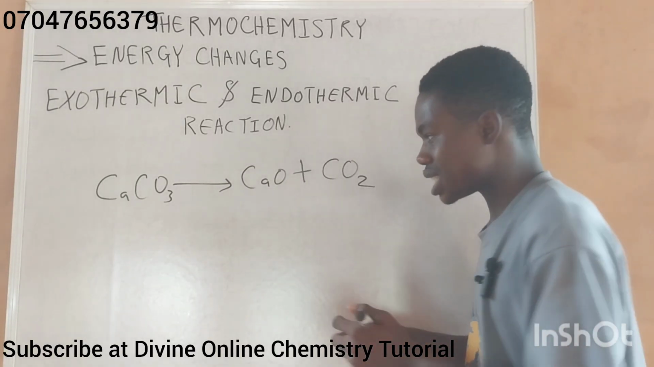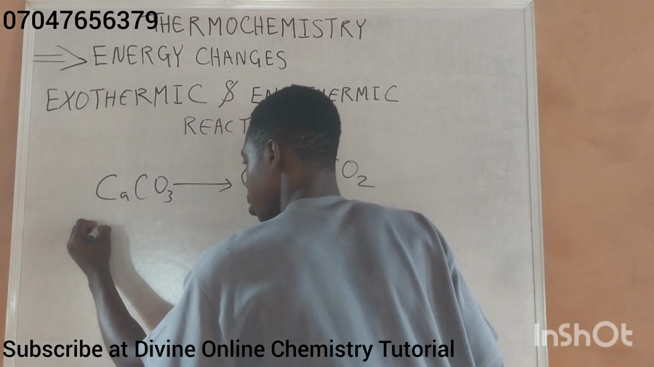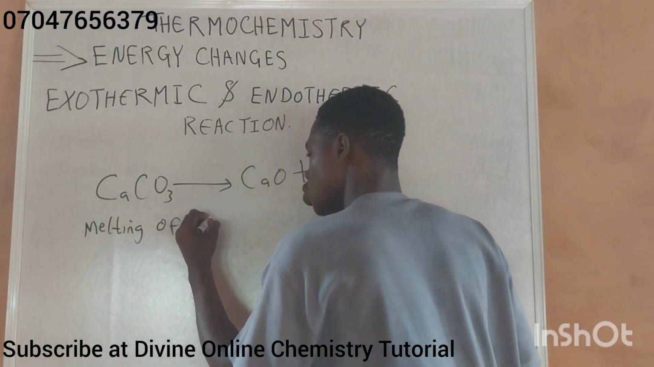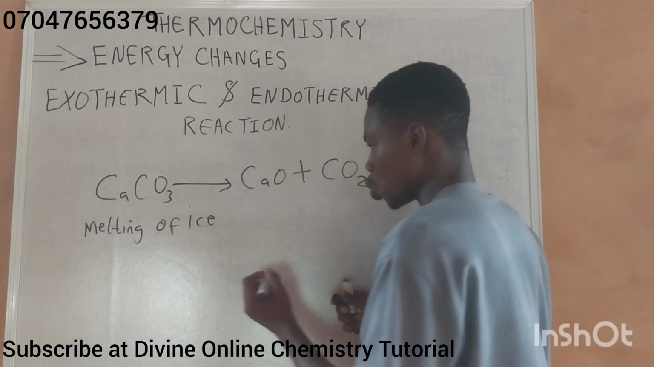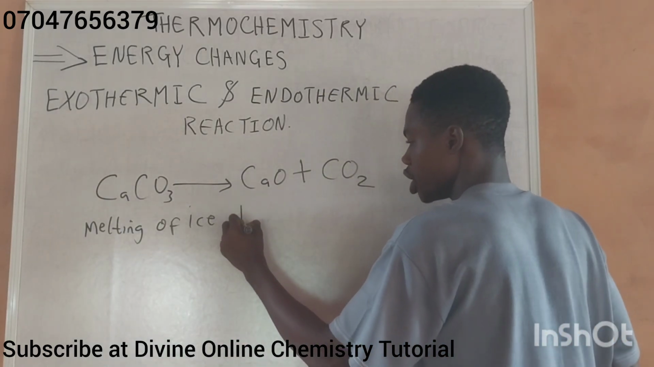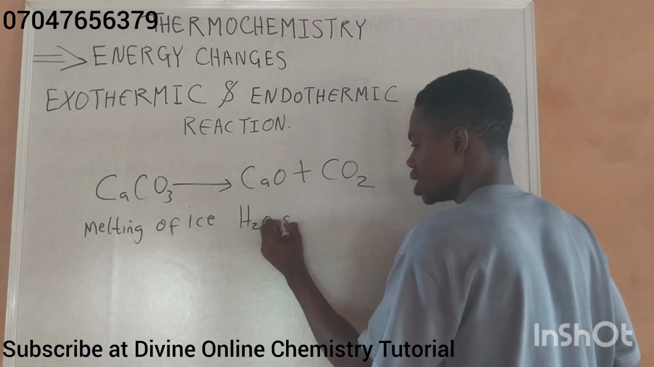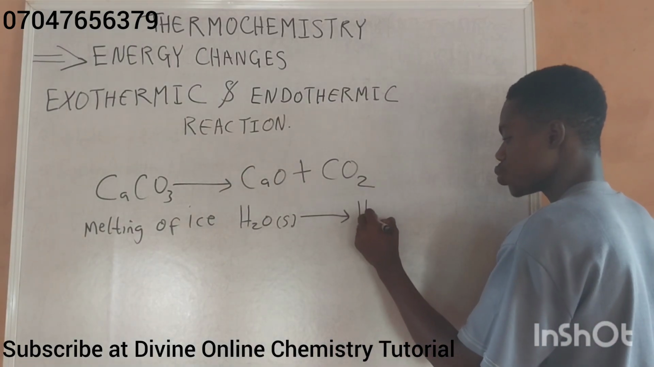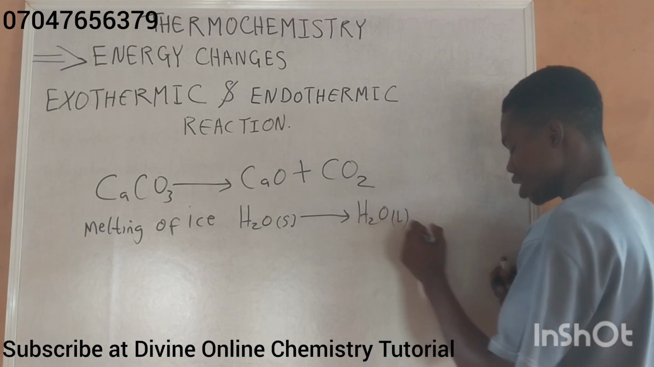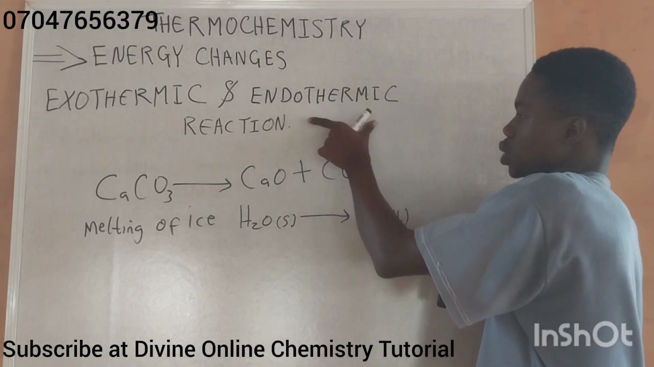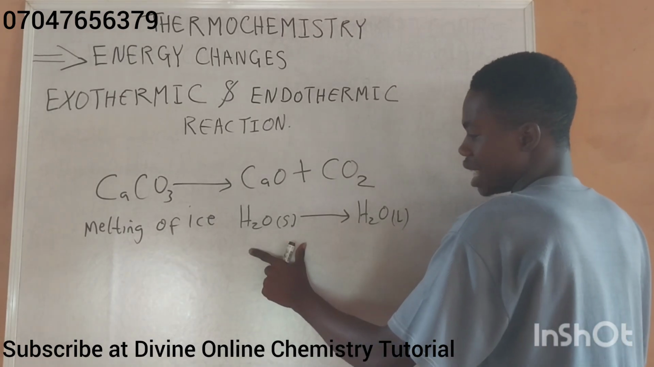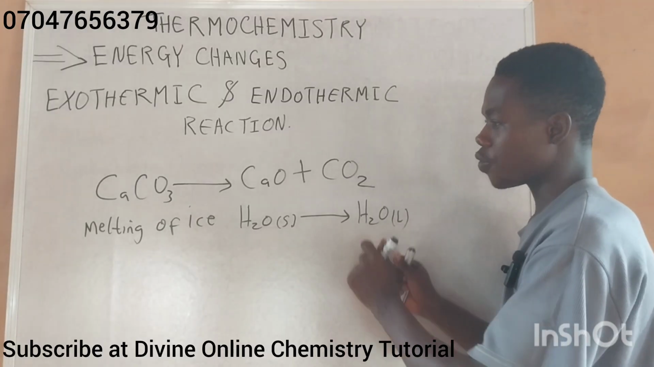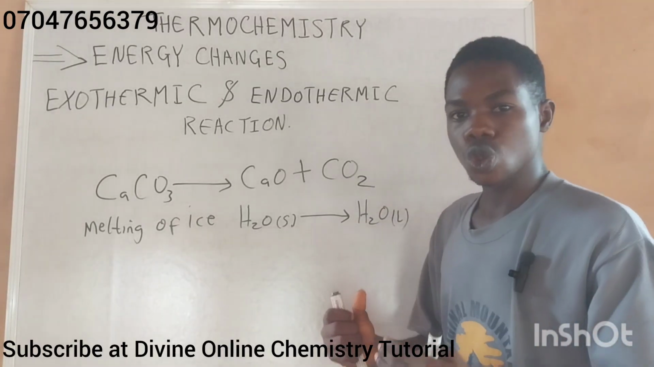Now another example of an endothermic reaction is the melting of ice. You know, ice is solid, and it melts to a liquid. So the melting of ice, H2O solid, don't forget, gives H2O liquid. So this is a typical example of an endothermic reaction. Please take note of this.